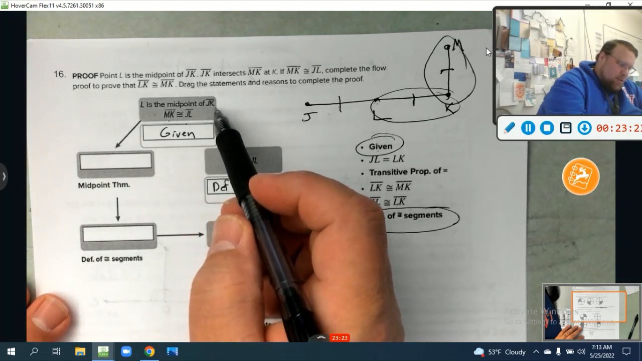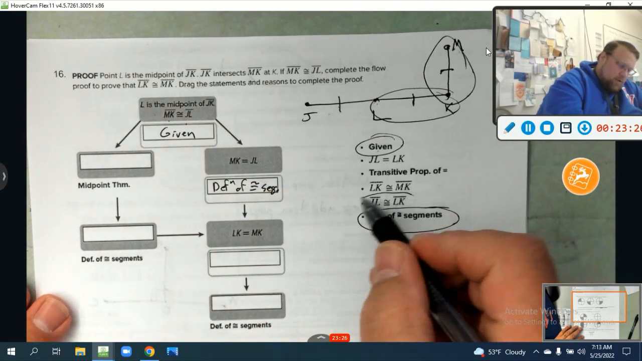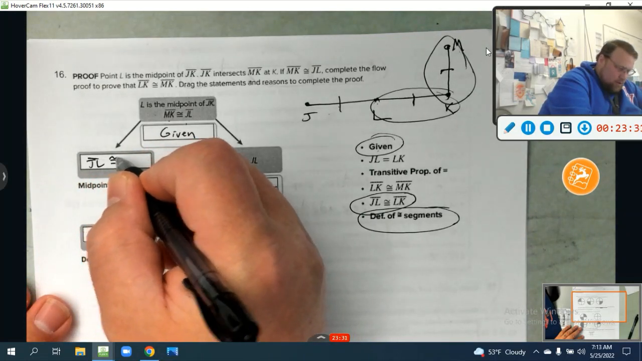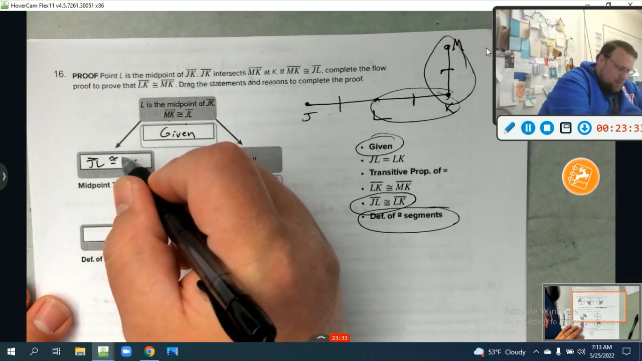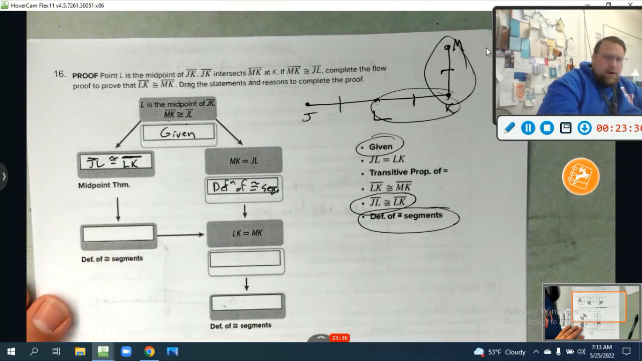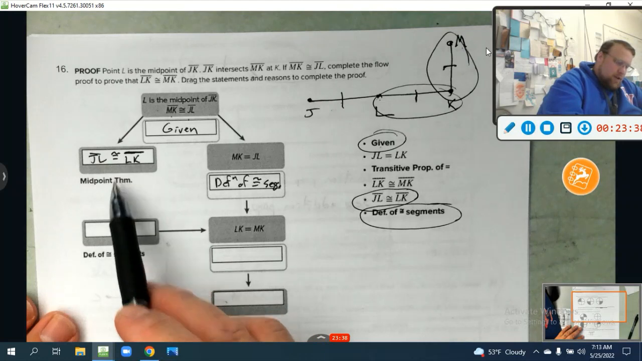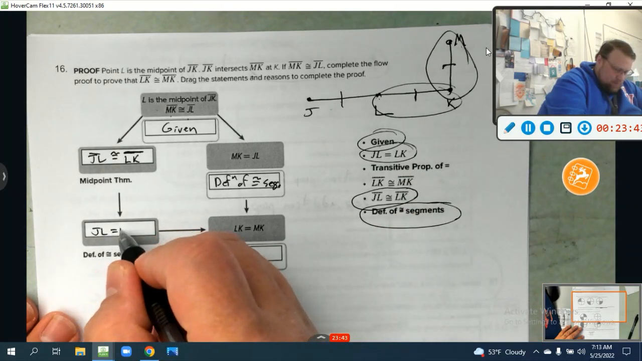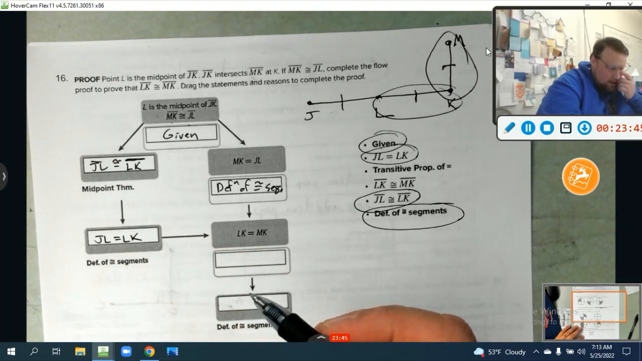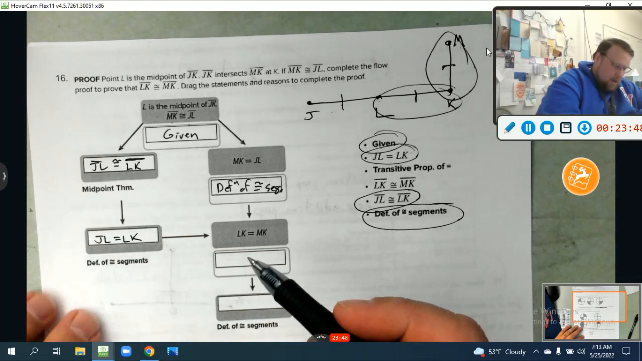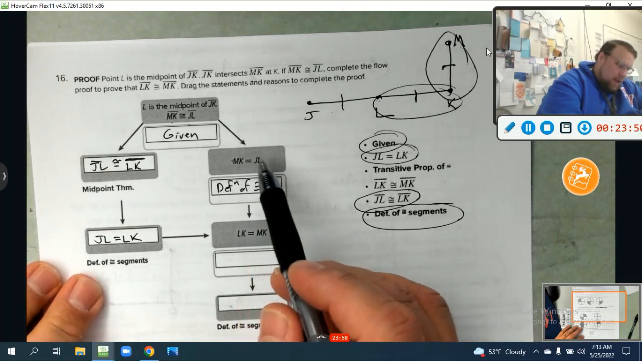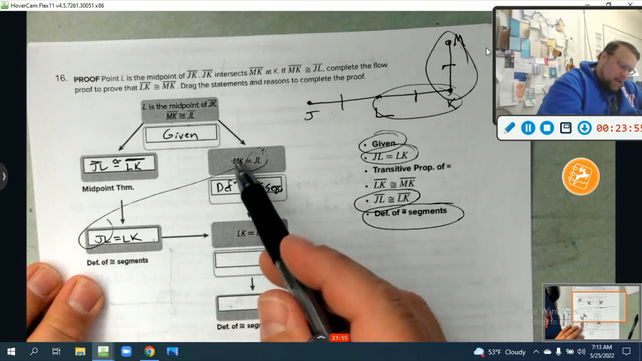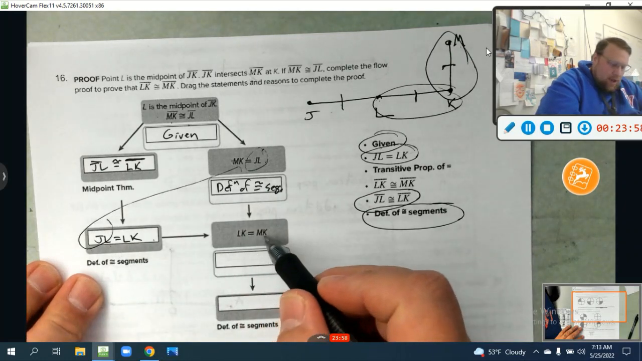If L is the midpoint of JK, then what do we know? We know JL is congruent to LK. Segment JL is congruent to segment LK. That's the midpoint theorem. It tells us, right? And then if we say they're congruent, we're going to say they're equal. So JL equals LK. Now, look at this. I have MK equals JL. JL equals LK. We're going to cut out that middleman and say MK equals LK. So we have MK equals LK.